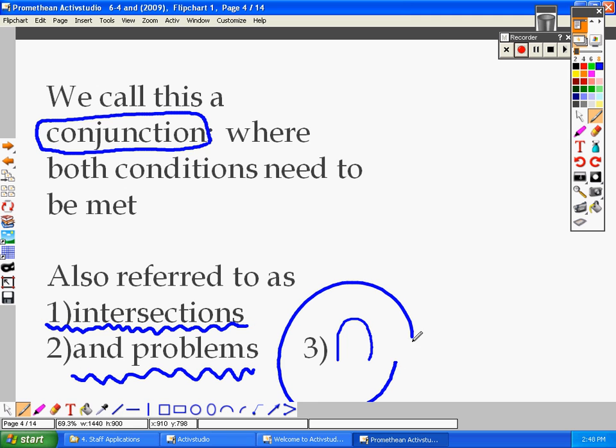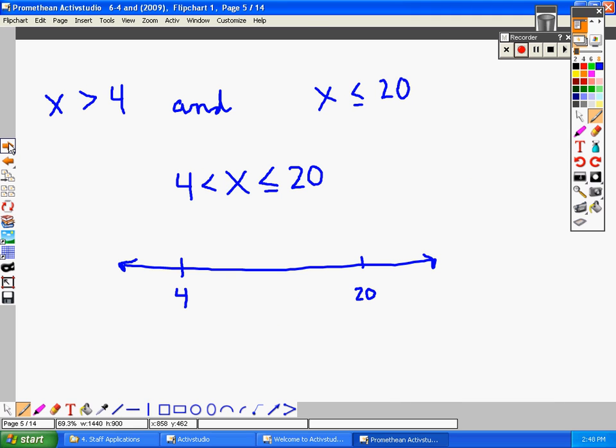And this little upside down U, you'll see in geometry, is pretty much the same thing as saying "and." This is a conjunction sign. So you know that you need the intersection of both things. In algebra, you're really not going to see this as much as you will in geometry. All right, so first thing we have to know is how to graph conjunctions or "and" problems.